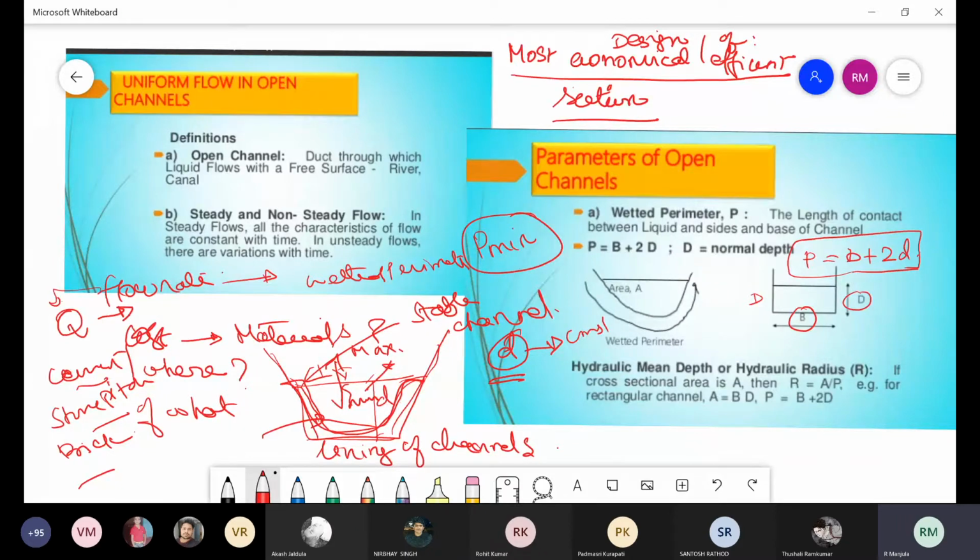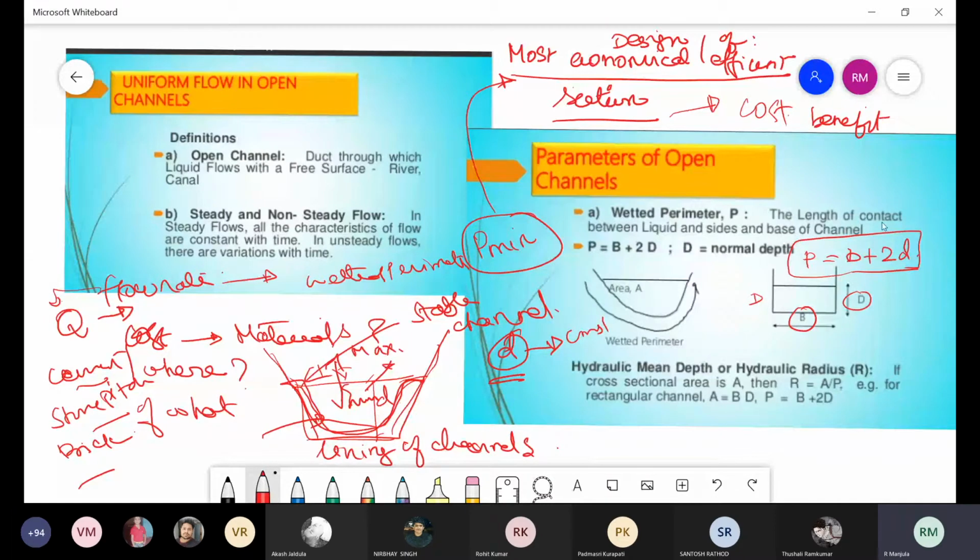So for a given flow rate, if you have a minimum wetted perimeter, it means the contact of water along the bed of the channel, that is nothing but your wetted perimeter. When the wetted perimeter is minimum, that is going to be the most economical or efficient section. Designing a most economical section is essential mainly for the cost benefit. So the first parameter is the wetted perimeter.